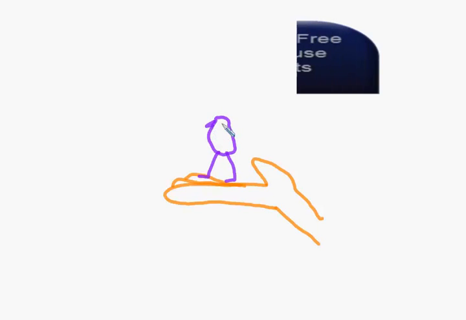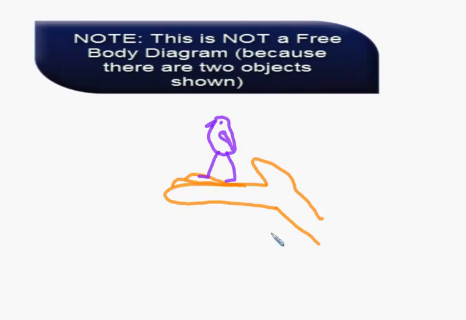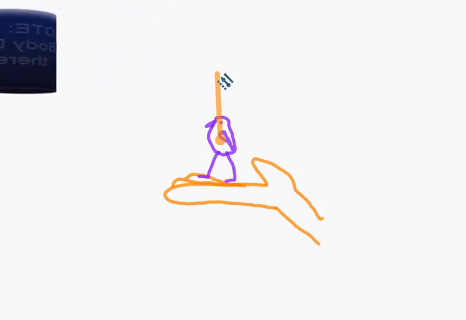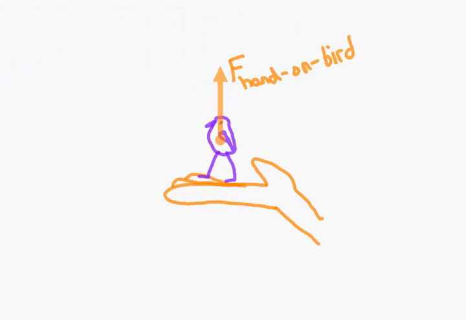Let's think about if you had a hand. Okay, here's my outstretched hand, and you happen to be holding, I don't know, a bird. Let's put a little bird in your hand. Okay, there's a bird in the hand. Now, if we're looking at the forces, the bird feels the hand pushing up on the bird. We call that the force of the hand pushing on the bird. The bird feels the force of the hand pushing up on it.